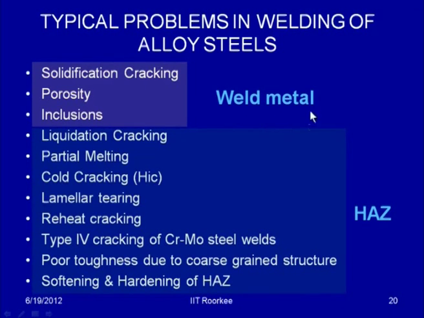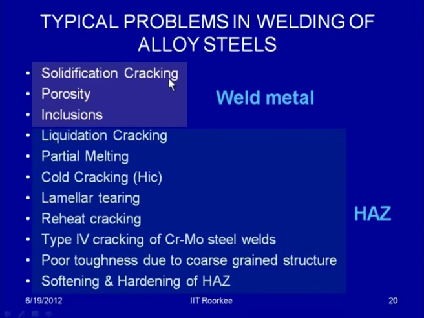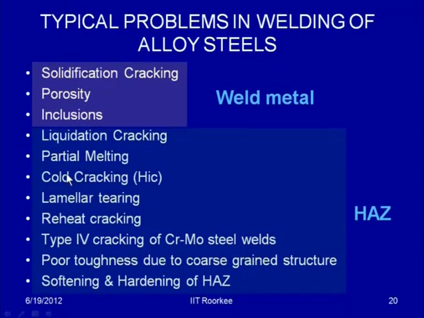As far as problems in welding of these steels are concerned, most of the problems can be grouped under two headings. One is those problems which are encountered in the weld metal zone, and another set of problems which are encountered mainly in the heat affected zone. The problems encountered in the weld zone are solidification cracking, porosity and inclusions. These are the three kinds of problems encountered in the weld zone, and proper steps are taken to avoid them. Other problems are liquefaction cracking, partial melting, cold cracking, lamellar tearing, reheat or type 4 cracking in chromium molybdenum steels, poor toughness due to coarse grained structure, and softening and hardening of the heat affected zone.